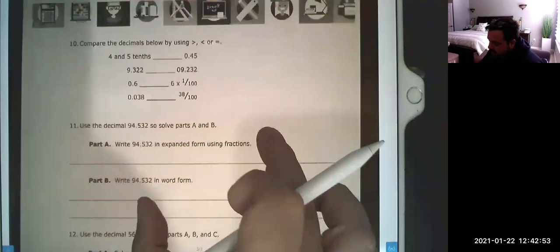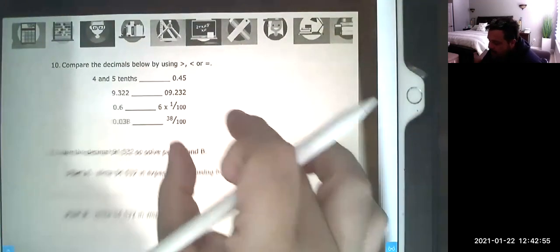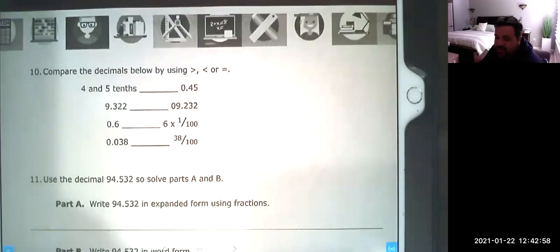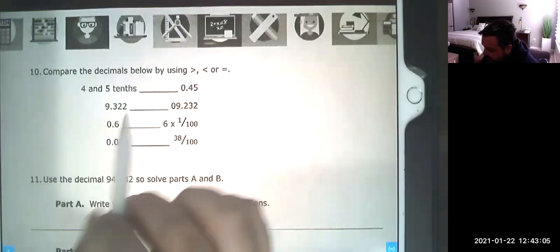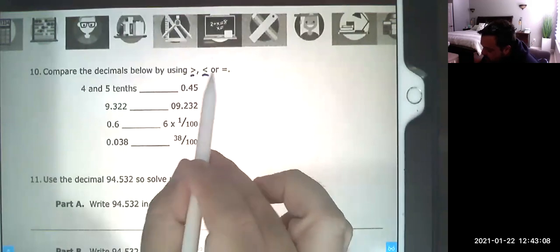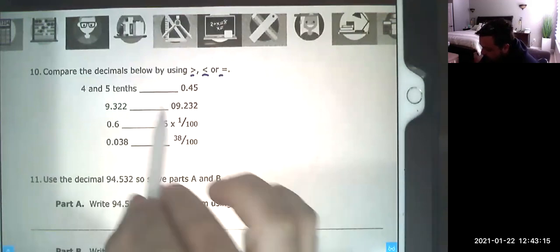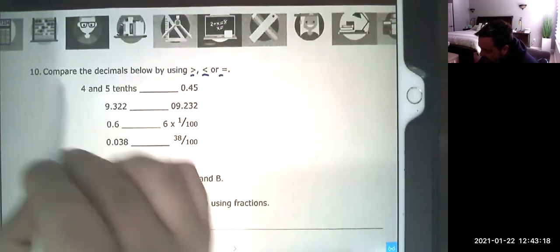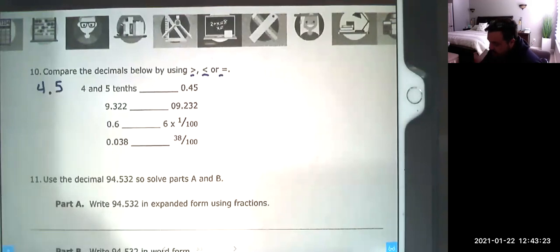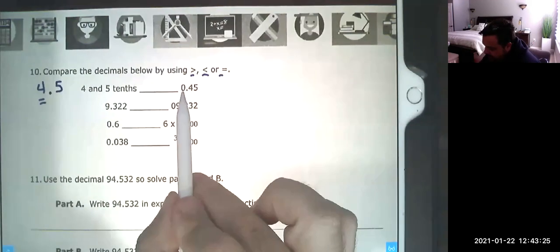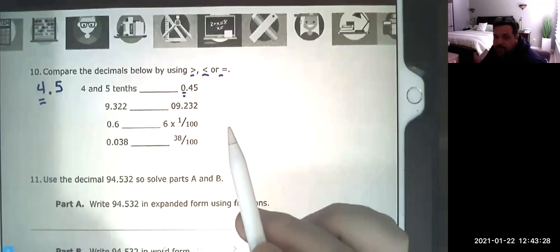All right, let's take a look at number 10. Pause me right now and go through and figure out number 10. Put your signs in. Okay, let's look at this. You're going to use your inequalities, your greater than or less than or equal to, to make these equations correct, right? Or these formulas. So 4 and 5/10. Well, this is 4 and 5/10. So that's a 4 as a whole number, and this is a 0. So the 4 is much bigger, right?